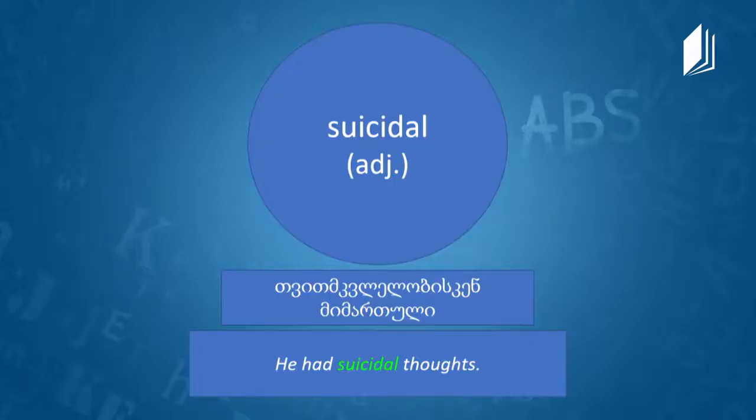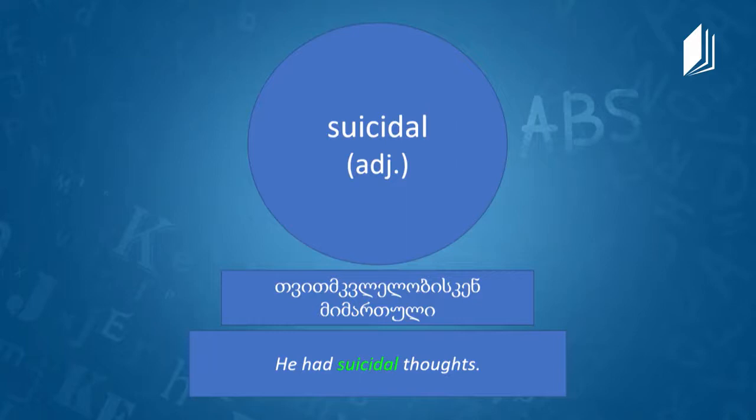Okay, and what is the next word, Mr. Darrow? Ooh, kind of a dark word. Suicidal. Suicidal is an adjective, and in Georgian it is translated as თვითმკვლელობისკენ მიმართული. As we know, suicide is a noun, and in Georgian it means თვითმკვლელობა, and this is an adjective, suicidal, and in Georgian it means თვითმკვლელობისკენ მიმართული.